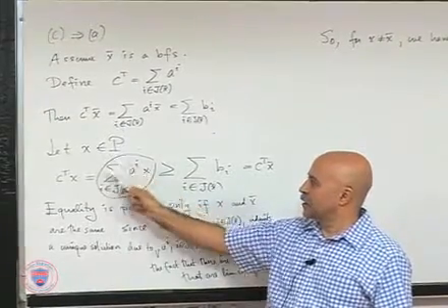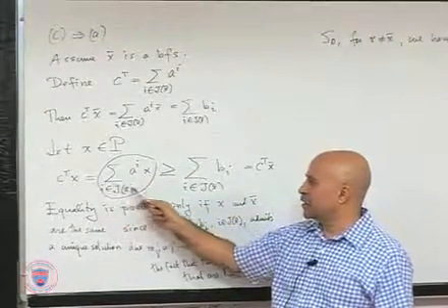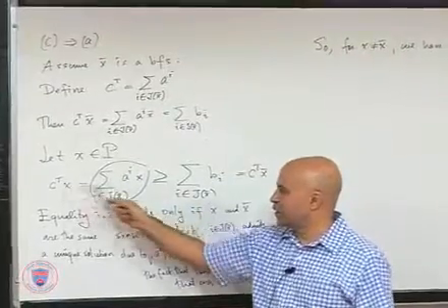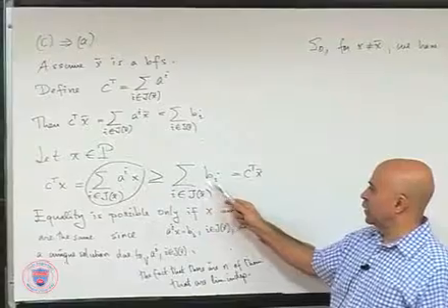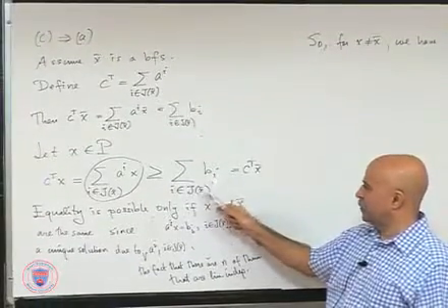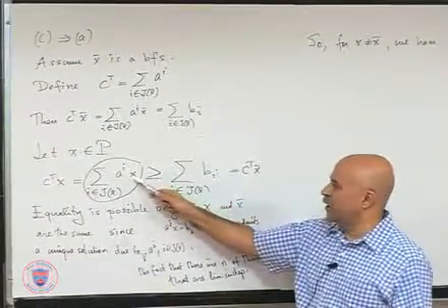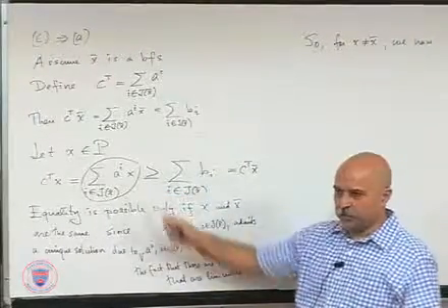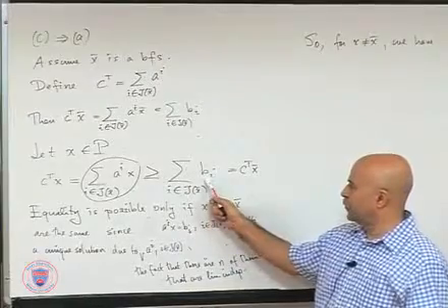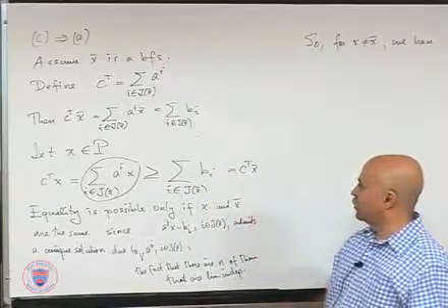X is in the polyhedral set, so C transpose X, which by definition is the summation of the AI here, will be greater than or equal to the sum of the BI's, because each AIX is greater than or equal to BI, term by term. Okay? That's why you've got this, which we know is equal to that.